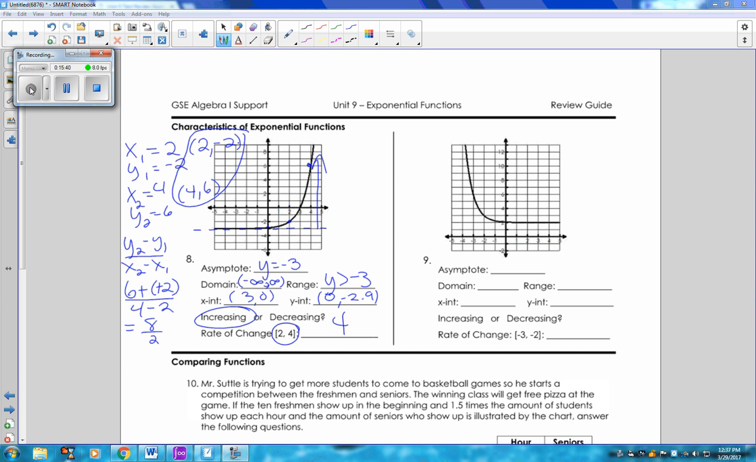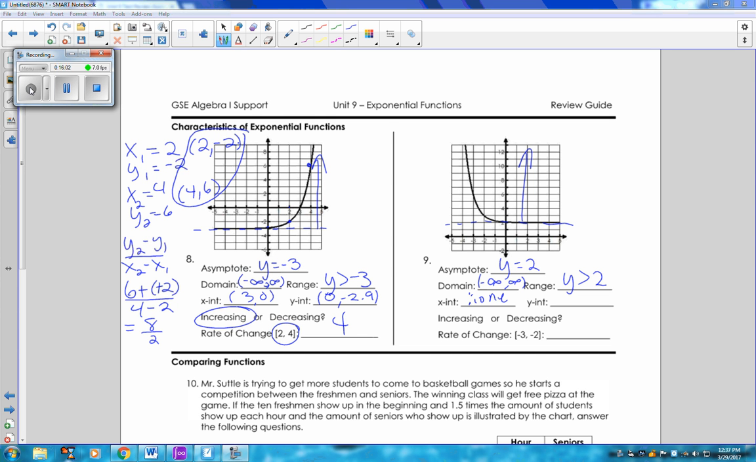The next one, your asymptote is right there at y equals 2. Your domain is negative infinity to positive infinity because there's no context to the problem. Your range would be these values and up, so that's all the y's that are greater than 2. Your x-intercept, there isn't an x-intercept. It does not cross the x-axis.